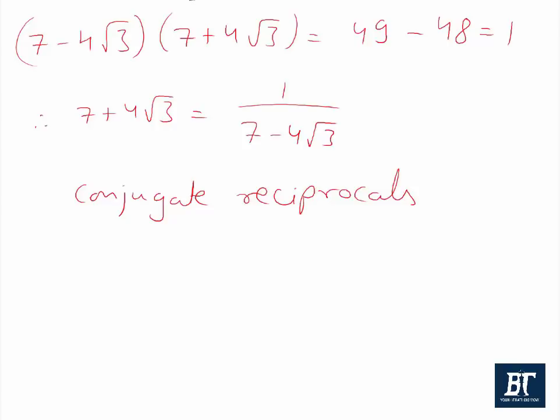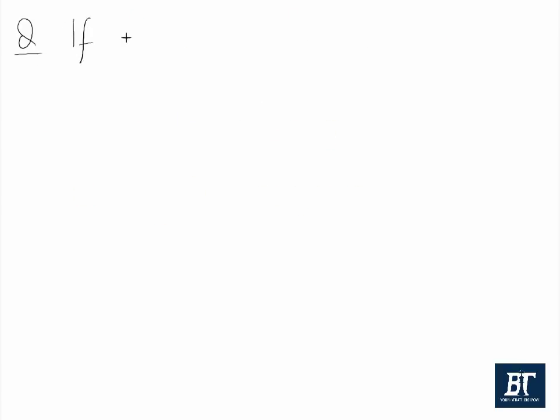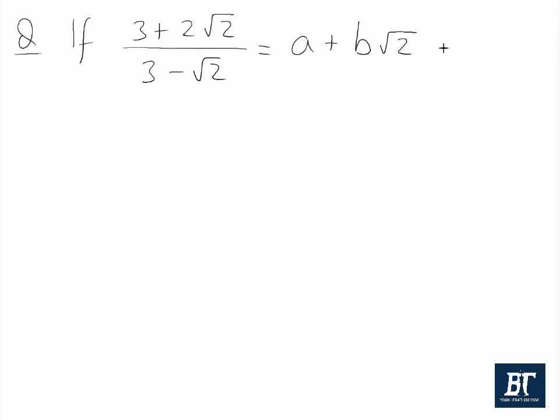Now let's see some questions. If (3 plus 2 root 2) divided by (3 minus root 2) equals a plus b root 2, find a, b. So here we need to simplify this to get something of this form where a and b are rationals. So to get from LHS to RHS, we need to get rid of this denominator.